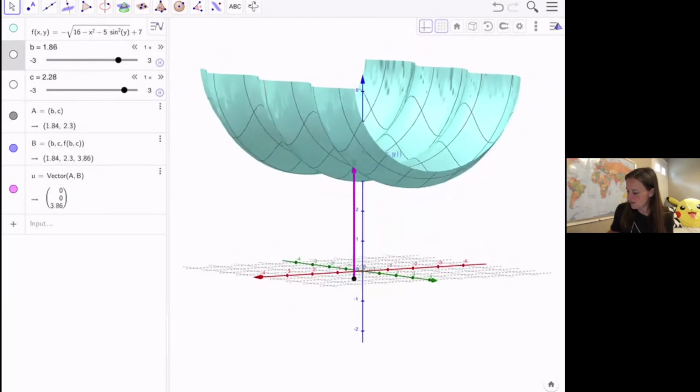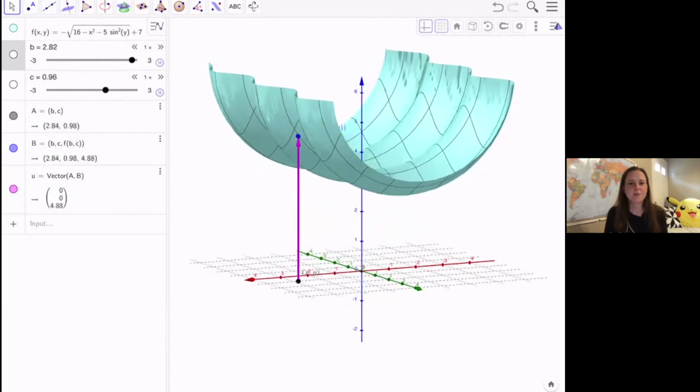All right, and another thing this vector is doing for us is kind of the 3D version of the vertical line test. So remember the vertical line test in algebra? We said a graph was only a function if every vertical line passed through the graph once.